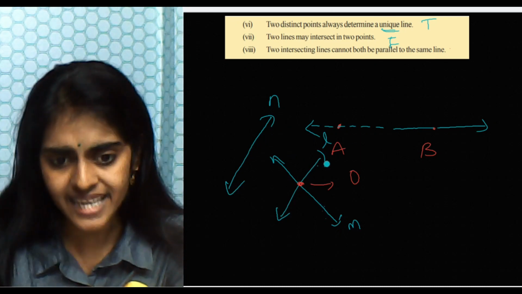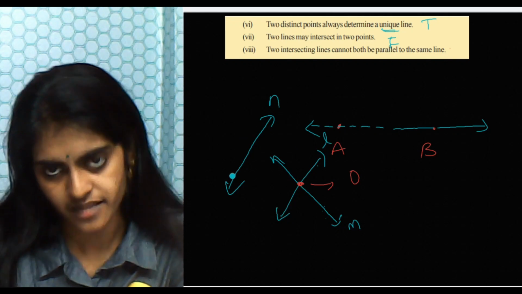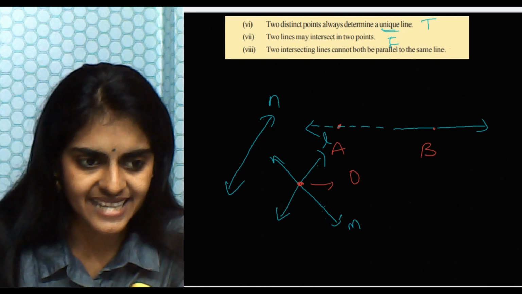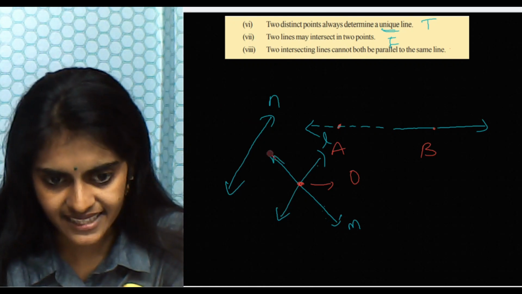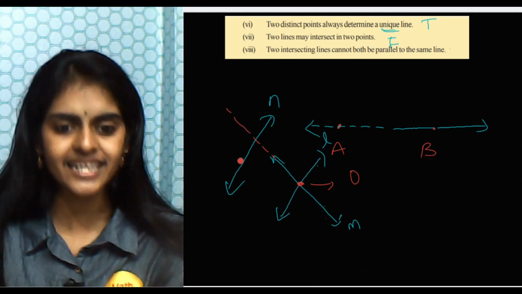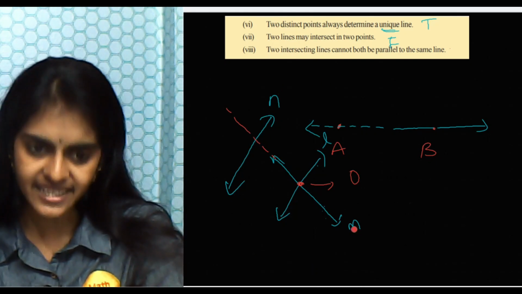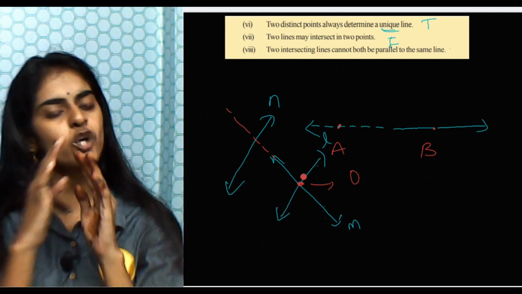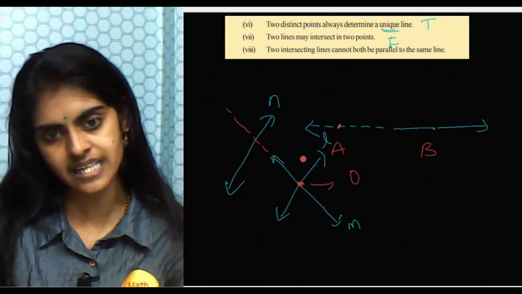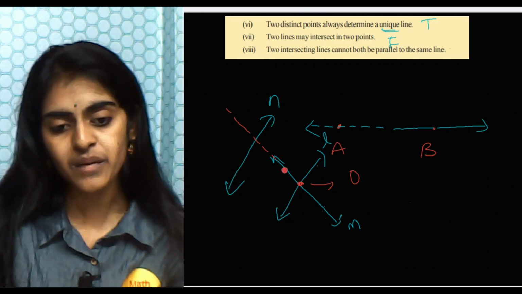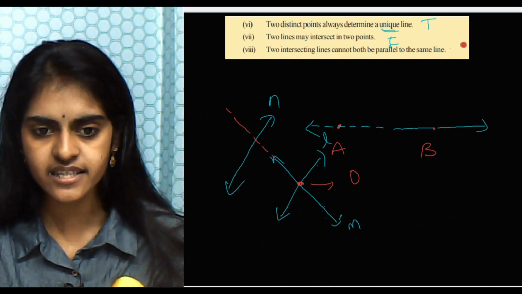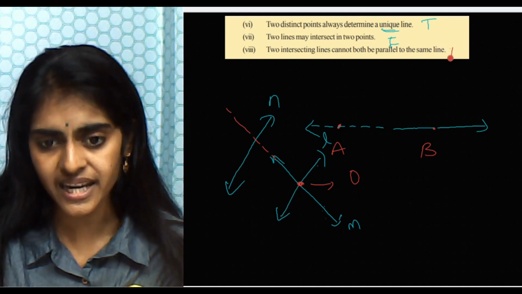No, they cannot be. See, L is parallel to N. But what about M? If we extend this line M, what happens? It will cut line N, isn't it? So these two intersecting lines cannot be parallel to the same line. I just took an example. L is parallel to N, but M cannot be parallel to N. It will intersect. So the statement that they cannot be parallel to the same line is true.